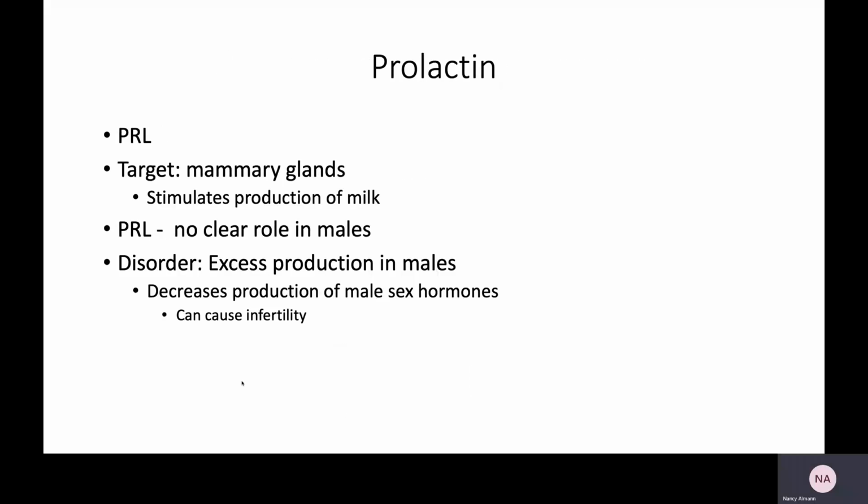Prolactin is important because it's going to stimulate milk production in women. In men, they're not really sure what it does. But if you have excess production, if you are male, then you're going to decrease production of your male sex hormone, testosterone, and it can actually cause infertility.